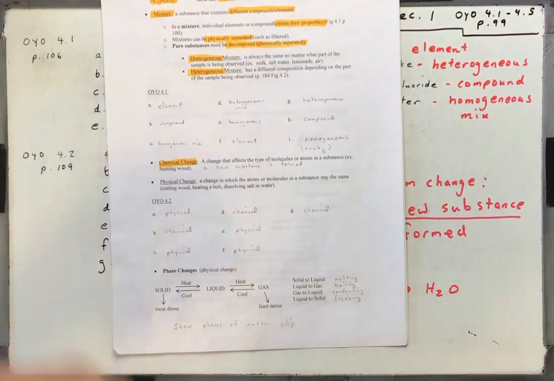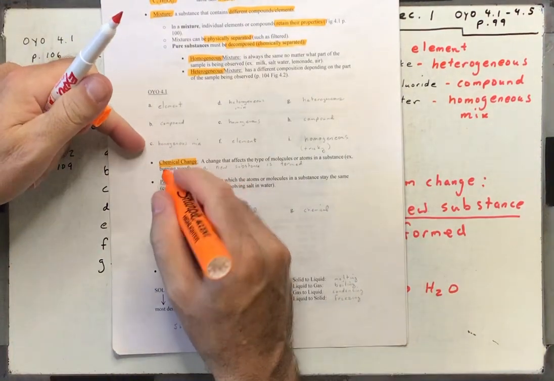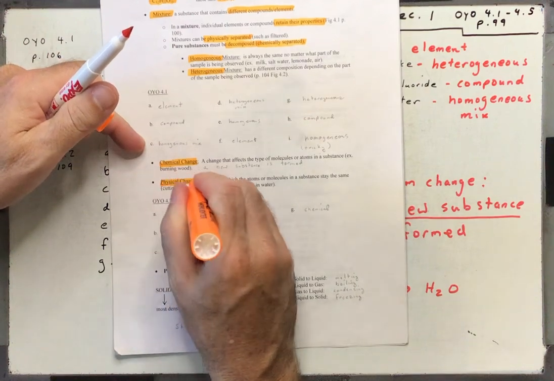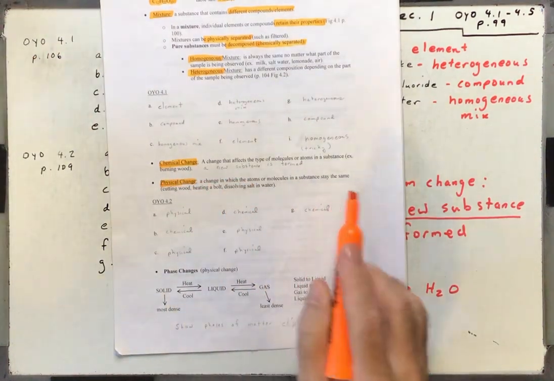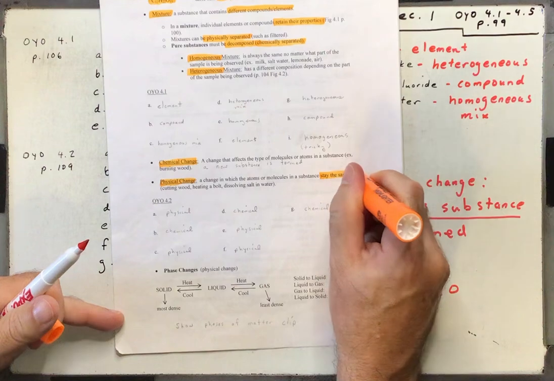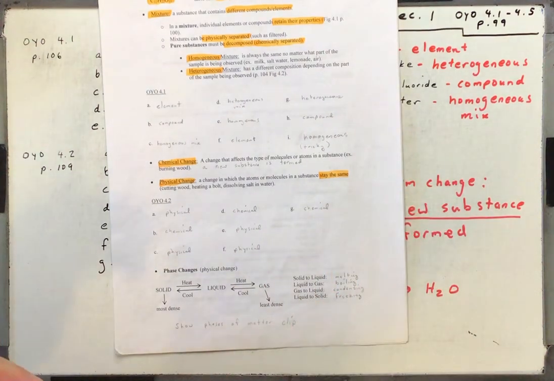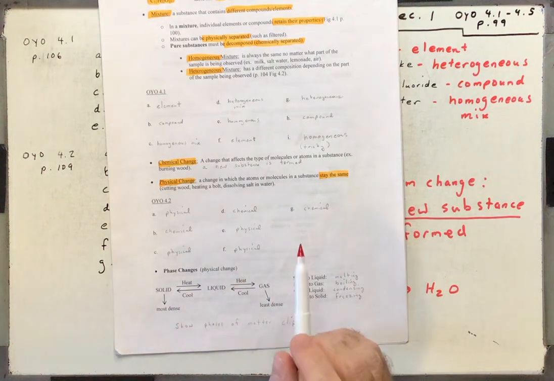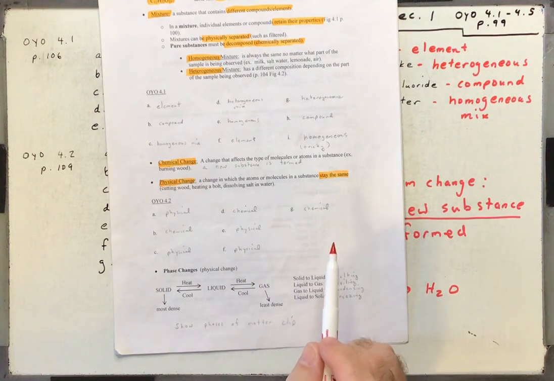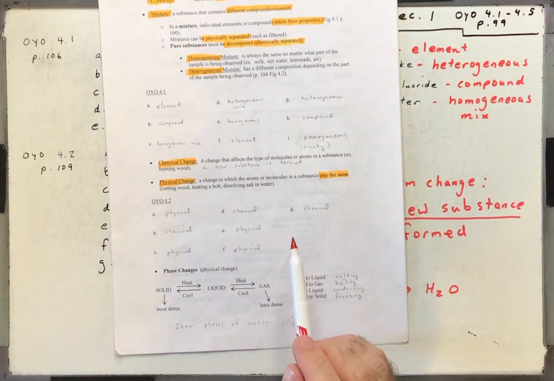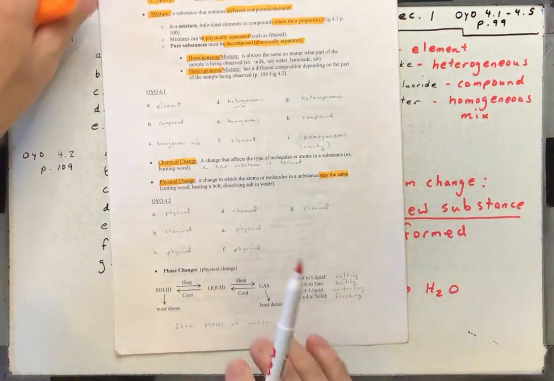A physical change is a change where the atoms or molecules in a substance stay the same. So you're not getting a new substance. You're just doing something to the original substance. Maybe you're heating it up. Maybe you're changing its shape. Maybe you're dissolving it in water. Okay, that's a physical change.